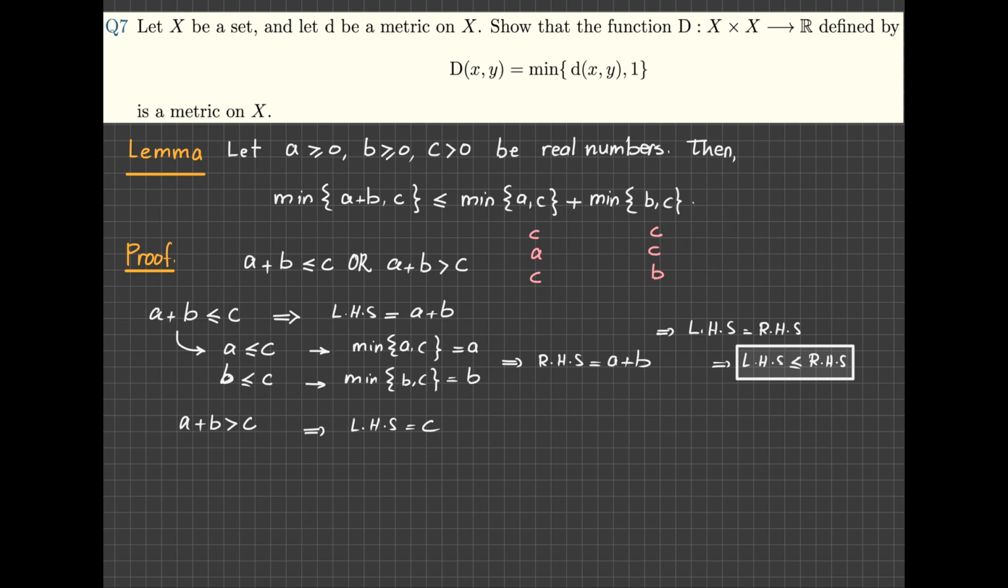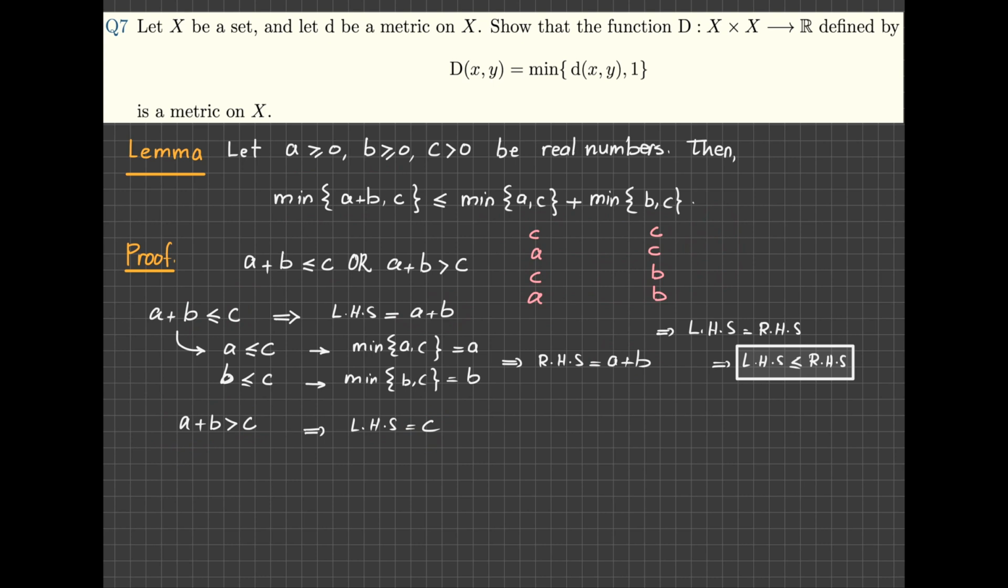The only thing that we need to be careful about is what happens if this becomes A and this becomes B. This happens when between A and C the minimum is A, and between B and C the minimum is B. In that case, the right-hand side becomes simply A plus B. And of course, again, A plus B is greater than C. Why? Because I myself am assuming that. I am assuming that A plus B is greater than C.